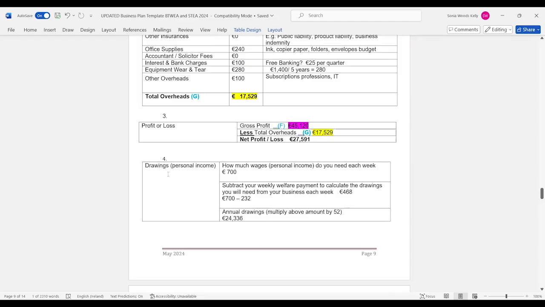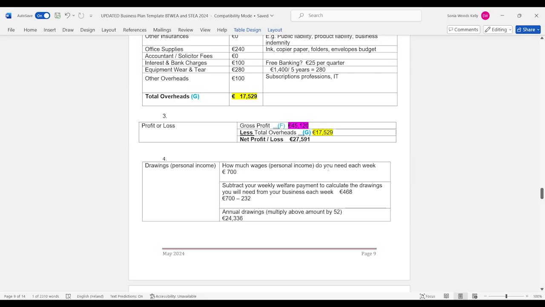So the last section here under the finance section deals with the personal income or drawings. So drawings is the money that the owner will take out of their business for their own personal use. It is not included up here in overheads, as it is not treated as a business expense. Generally, what the owner does is look at their profit and see how much they can afford to take out, and you live off that amount.